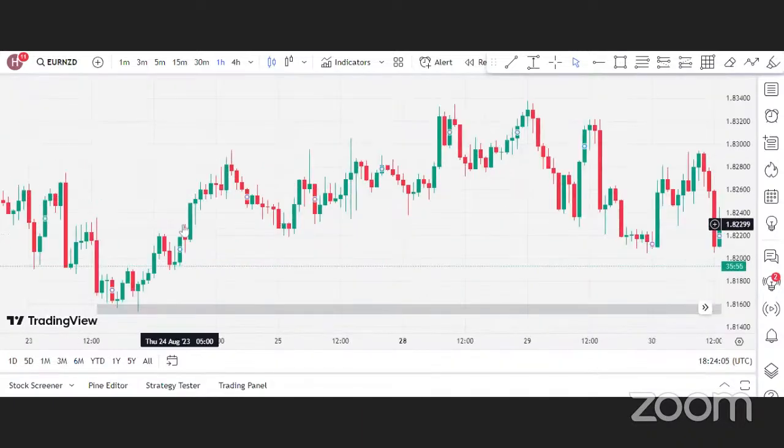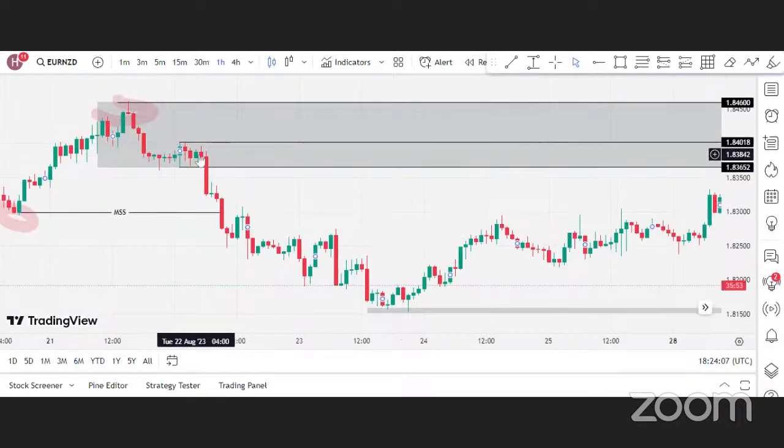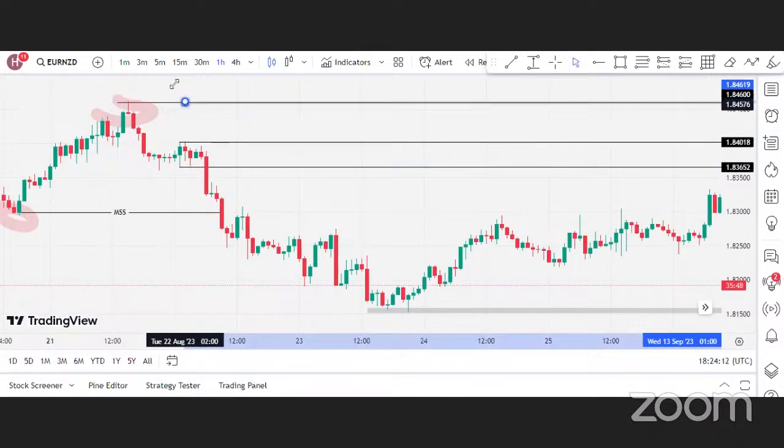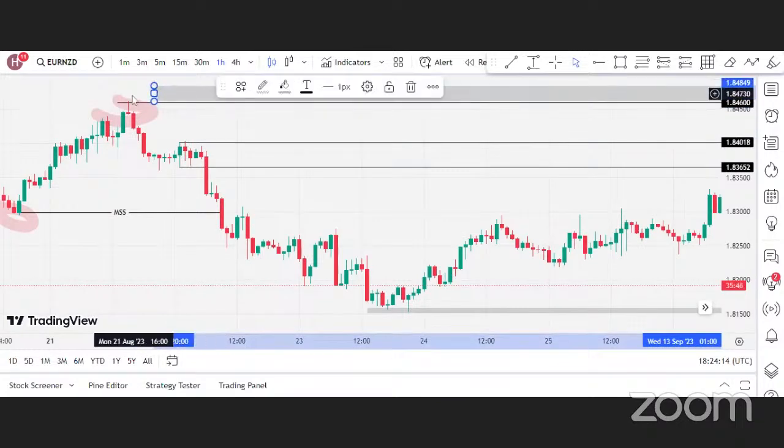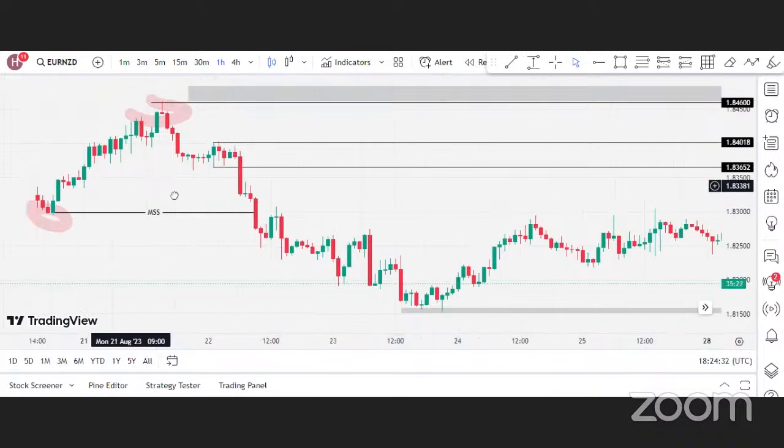So this is what we drew out. Let me just remove this for a while. You remember I said when we have a break of structure, actually this is a higher time frame change of market structure, a market structure shift. This is the one that happened on the higher time frame. We also have the ones that would happen on the lower time frame.